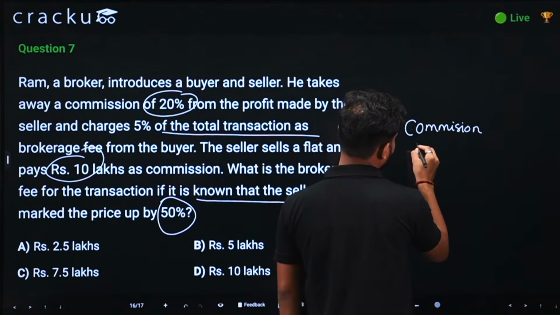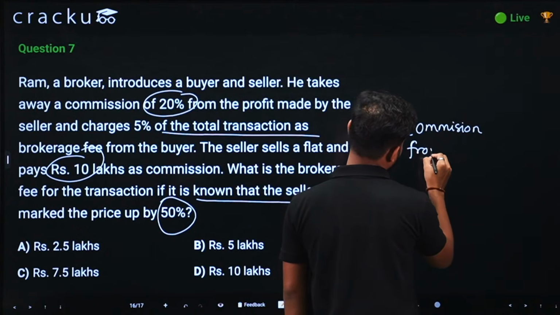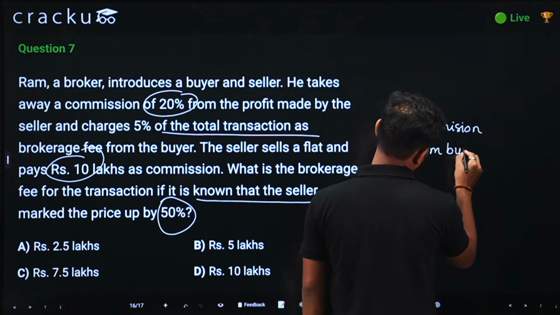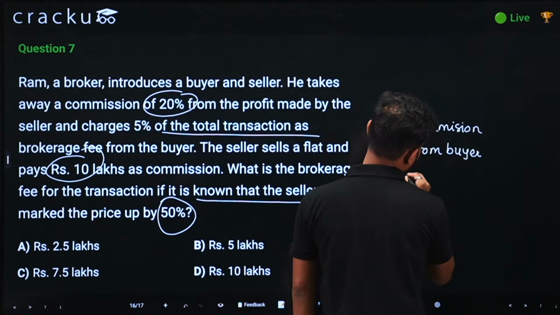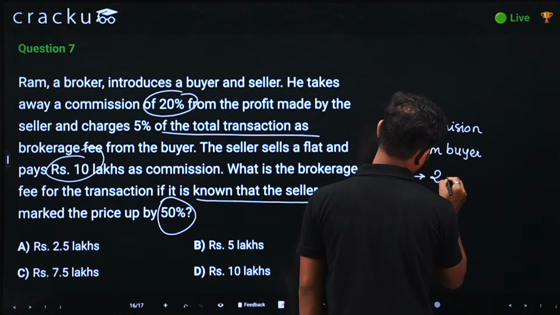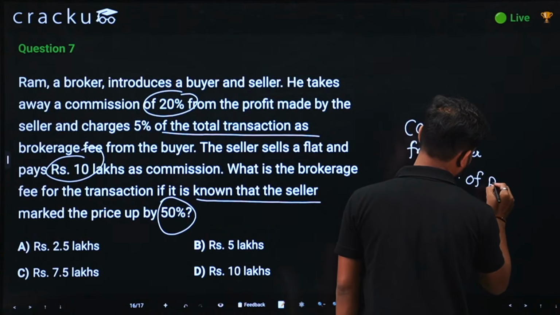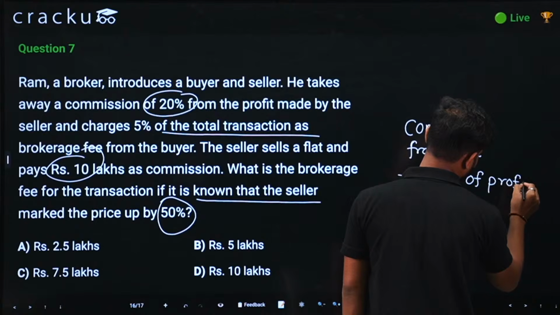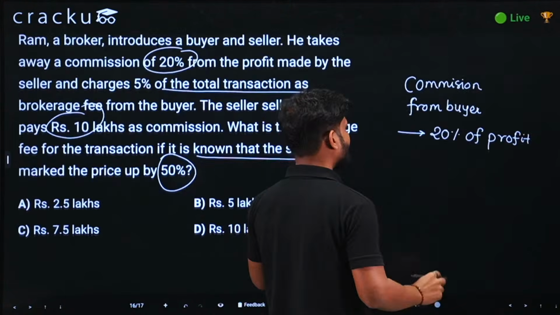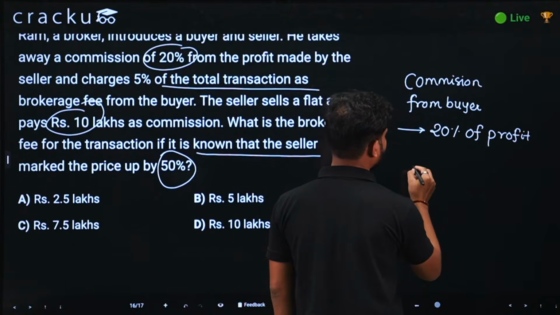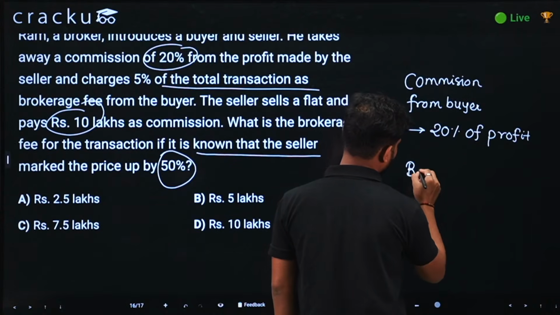Commission from whom? Commission from buyer. And what is this commission? It is 20% of profit. 20% of profit earned by buyer. And he gets second income from what? He gets second income from brokerage fee.